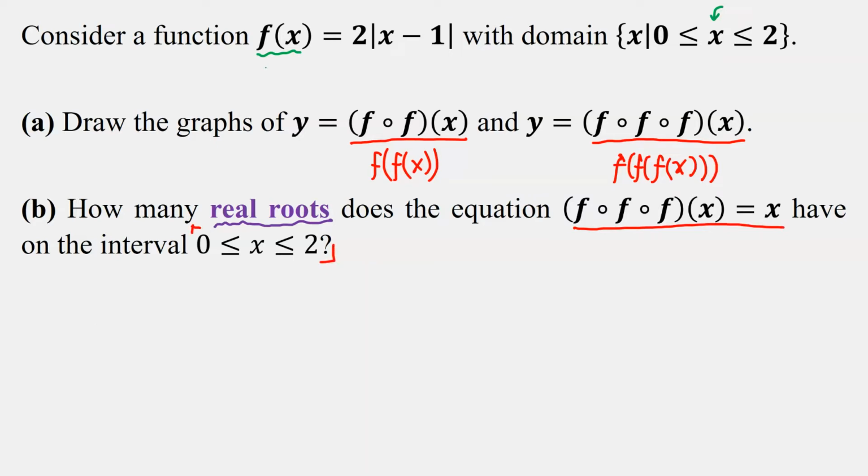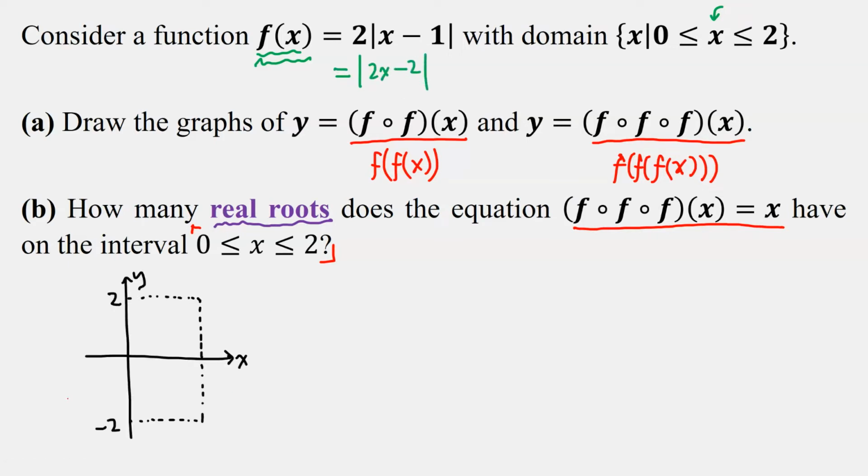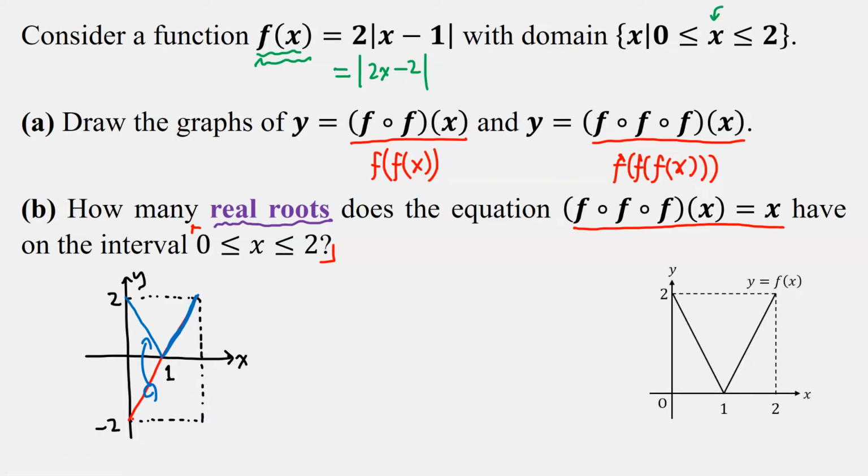So first, we have to draw the graph of y = f(x), and that is fairly easy. Since f(x) equals the absolute value of 2x - 2, all we have to do is draw the graph of y = 2x - 2 on the given interval. And when y is negative, we simply have to flip that part over the x-axis so that the y value is always non-negative. So we have this graph.